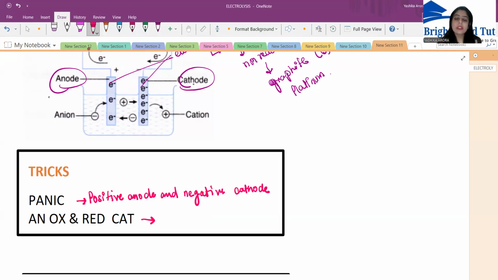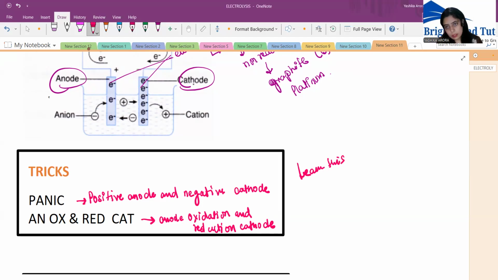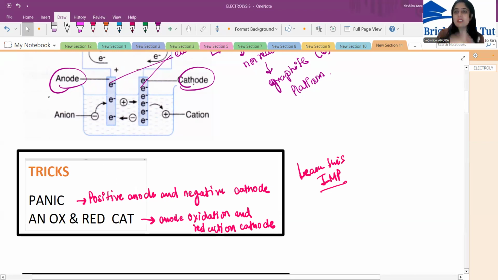And then you have the other trick words, AN OX and RED CAT. Anode is the place of oxidation, and cathode is reduction. Do learn this. This is important for your GCSEs. This is a trick, you can actually solve the entire question using this.